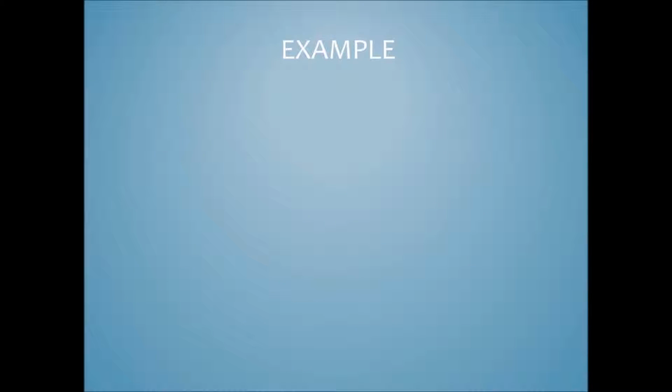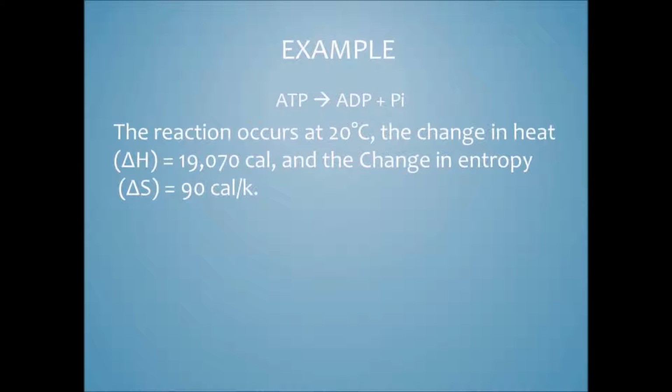Now that converting Celsius to Kelvin should be pretty simple for you, let's do another example of the Gibbs free energy equation. This is the conversion of ATP to ADP and inorganic phosphate. It's a reaction that occurs at 20 degrees Celsius. The change in heat for this reaction is 19,070 calories, and the change in entropy is 90 calories per kelvin. The first step, as previously, is to convert the Celsius into Kelvin, and that is done by adding 273 to the 20 Celsius, and that gets you 293 Kelvin.